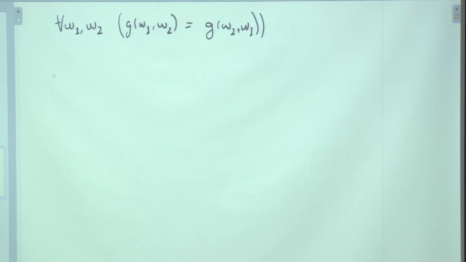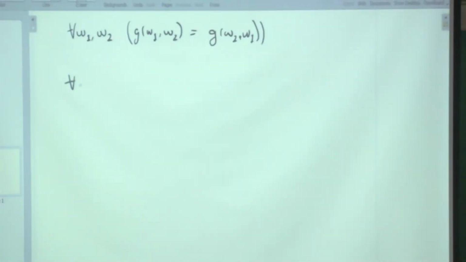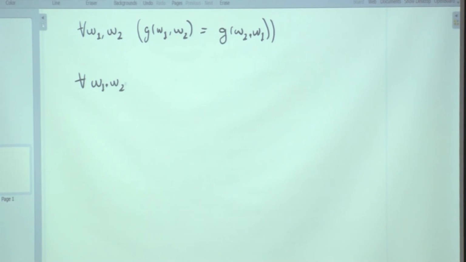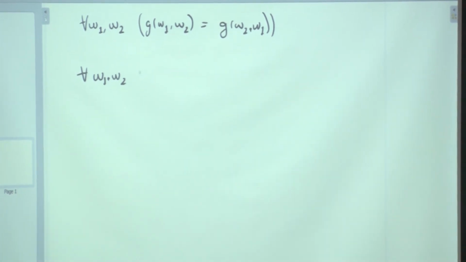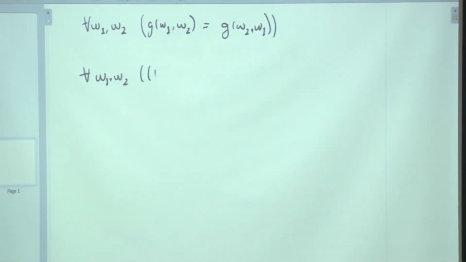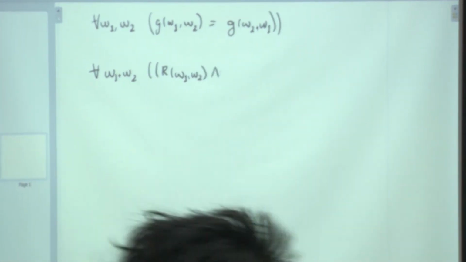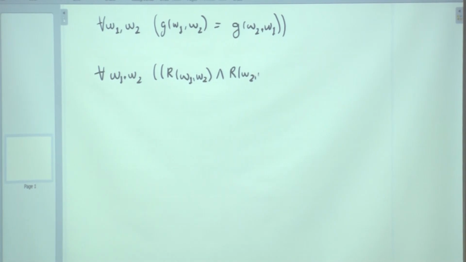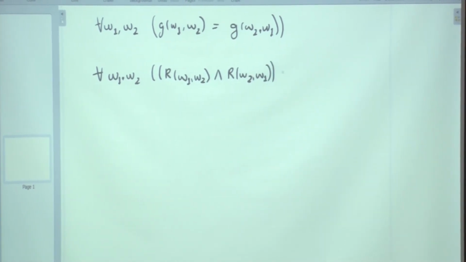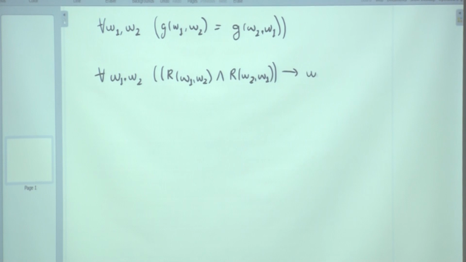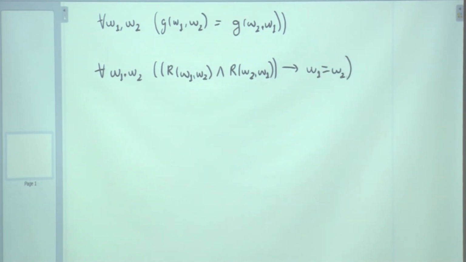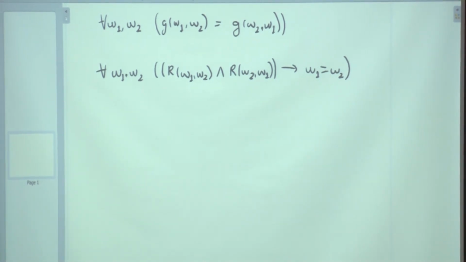Then another thing I am going to write down is this: for all W1, W2, there is a bracket R(W1, W2) conjunction R(W2, W1). This thing implies W1 is equal to W2. What does this represent? Antisymmetry of the interpretation of the relation symbol R.